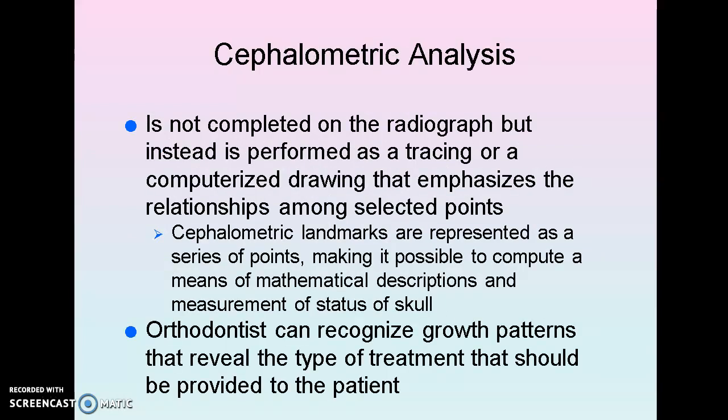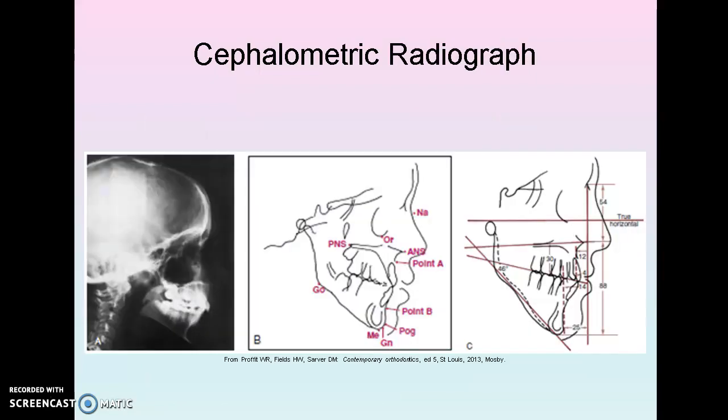To do a cephalometric analysis, this is not completed on the radiograph itself, but instead is performed as a tracing or as a computerized drawing that emphasizes the relationships among selected points on the radiograph. The orthodontist uses landmarks that are present on the cephalometric radiograph, which are represented as a series of points, making it possible to compute mathematical descriptions and measurements of the status of the patient's skull. The orthodontist can then recognize growth patterns that reveal the type of treatment that should be provided to their patient.